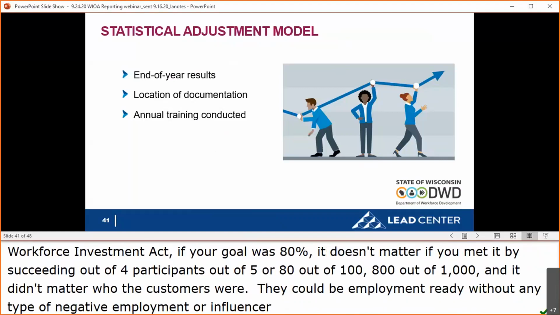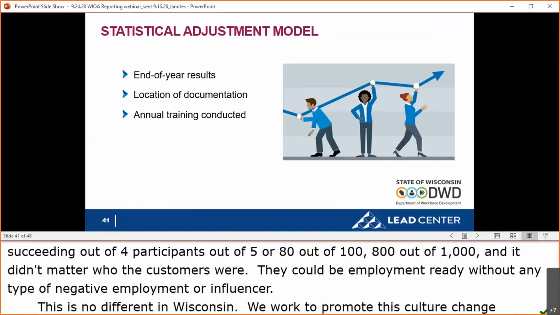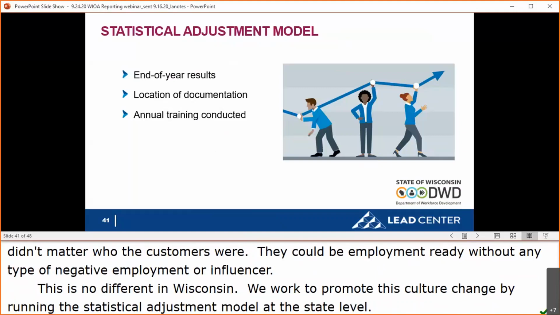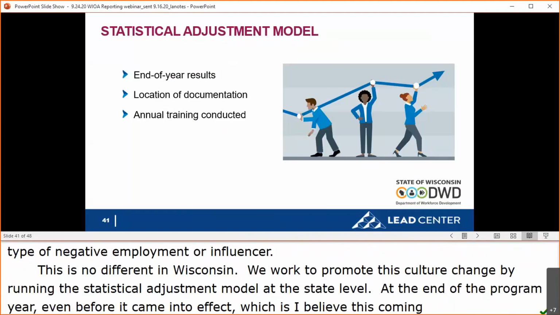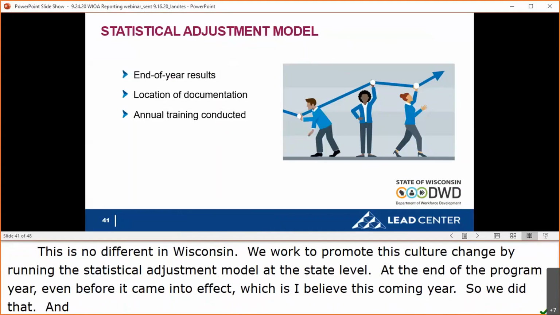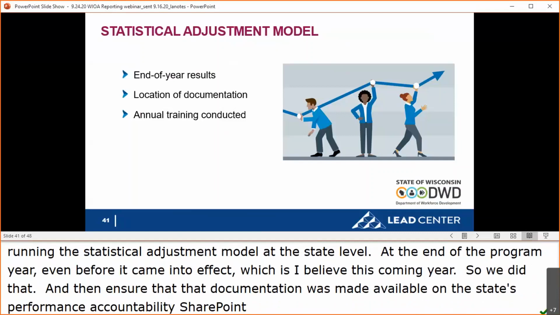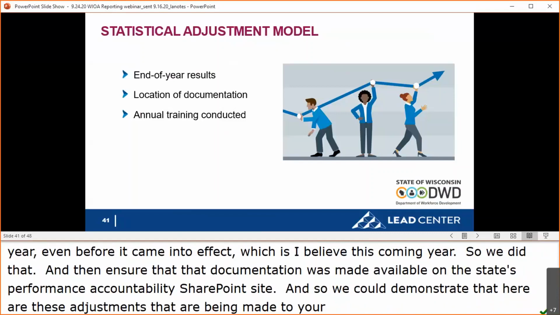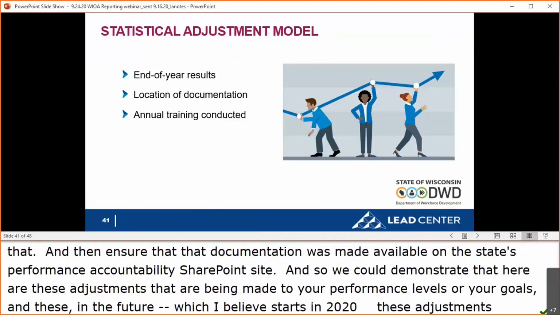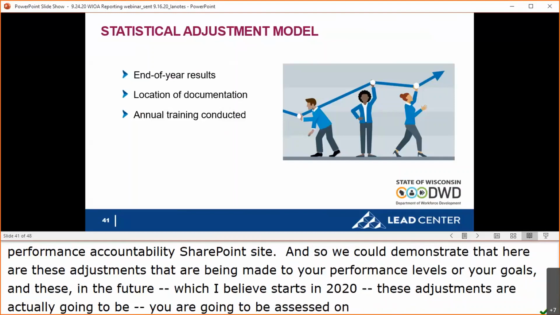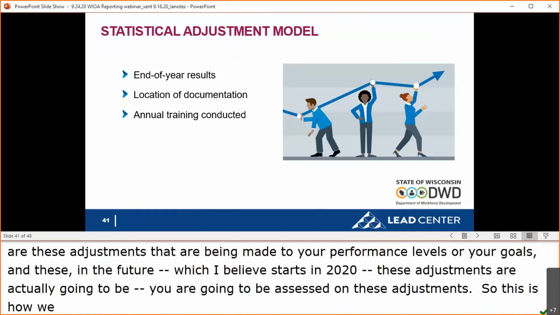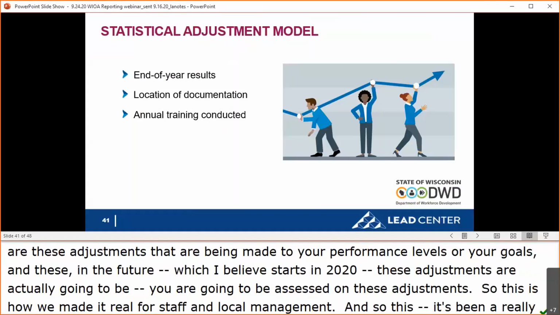We work to promote this culture change by running the statistical adjustment model at a state level at the end of the program year, even before it came into effect, which is, I believe, this coming year. And then we ensured that the documentation was made available on the state's performance accountability SharePoint site. So we could demonstrate, here are these adjustments that are being made to your performance levels or your goals. And in the future, which I believe starts in 2020, you're going to be assessed on these adjustments. And so this is how we made it real for staff and local management. It's been a really good driver of that data-driven change. Let's go to the next slide, please.